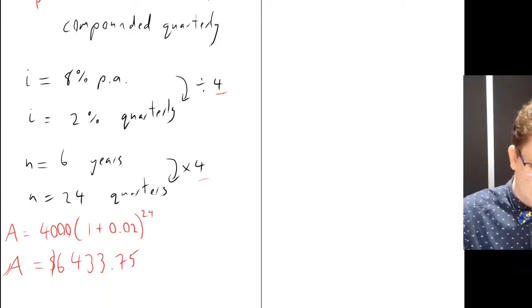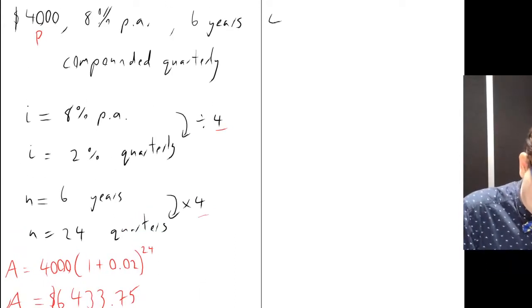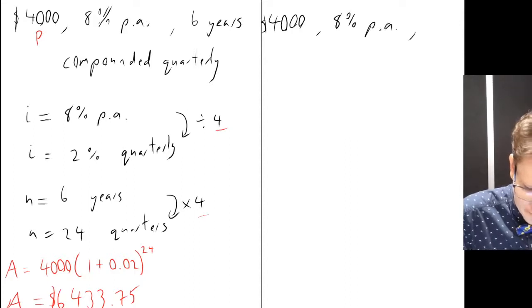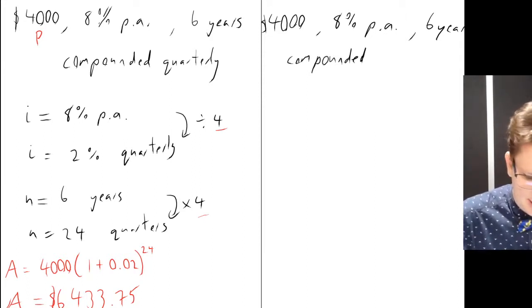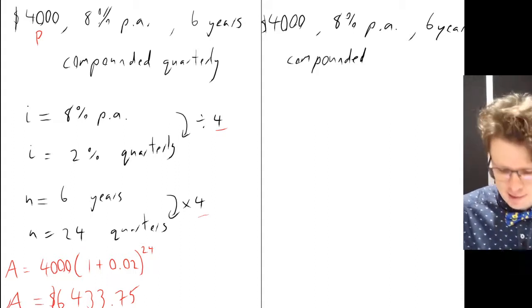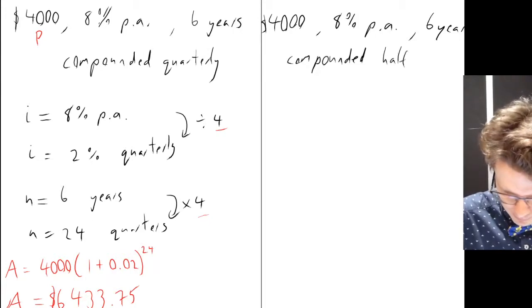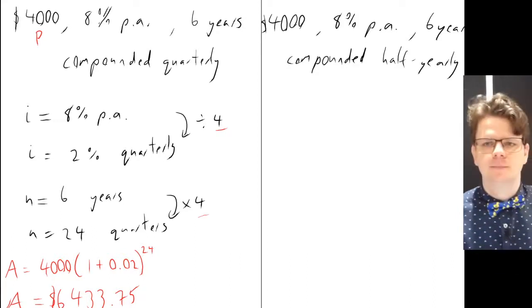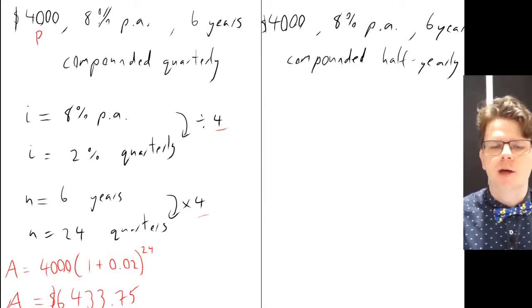Alrighty, so now I want you to have a go at this one instead. It's going to be very similar: $4,000, 8% per annum, 6 years. But this time, instead of compounding it quarterly, I'm not going to do monthly, let's do compounded half yearly, so it means twice a year. Alrighty, so pause the video now, have a go through that one, see if you can get it.